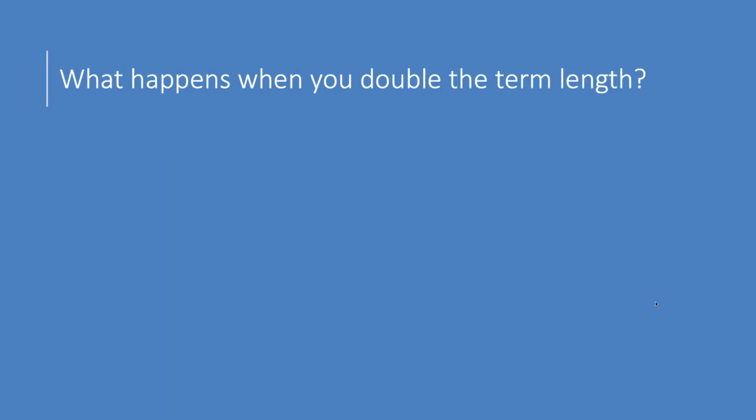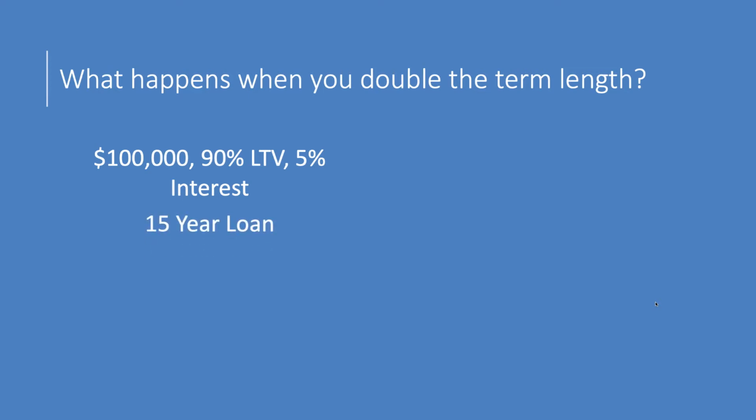So when we think about these components, what actually happens when you double the term length? Nothing else changes. We just want to mess around with that term length and see how that impacts our payments. Let's use that $100,000, 90% loan to value. We put a $10,000 down payment and took out the loan at a 5% interest rate, for a 15-year loan, our original example. Once we do the math, and I'll show you more detail about the math, that comes to a payment of $711.71. And you'll pay this payment throughout the life of the loan.